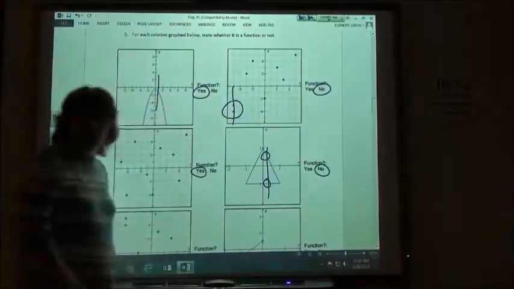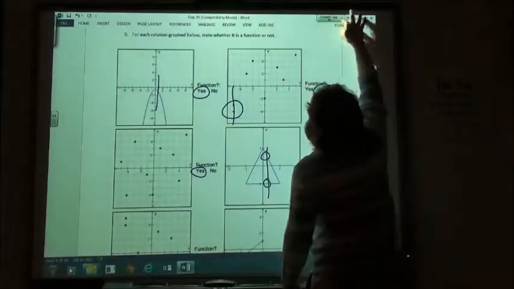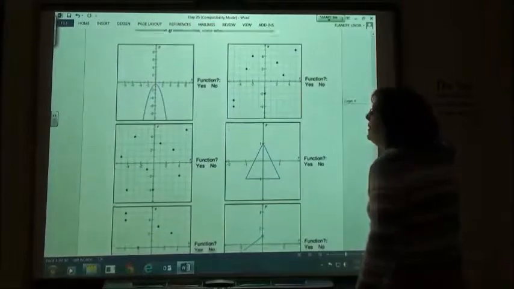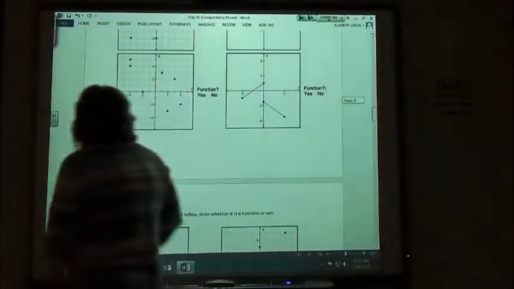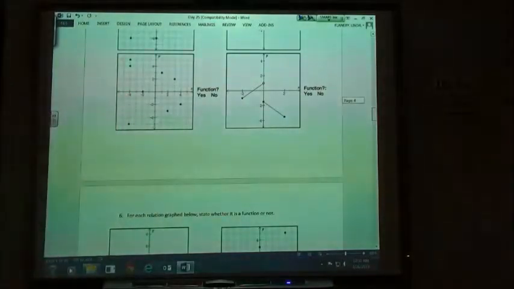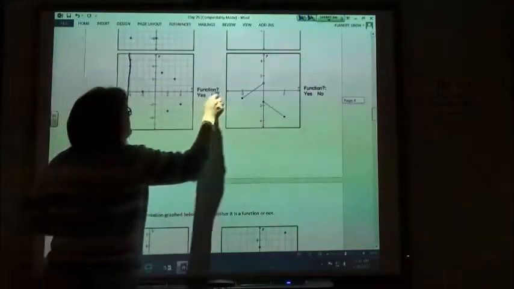No, not a function. Now we got to find those bottom 2, and my board keeps wanting to move all over on me. Okay, so the bottom 2 on number 5. Is this first one here with all the dots a function? No, because if I drew my line right here, I can hit 3 of my dots.